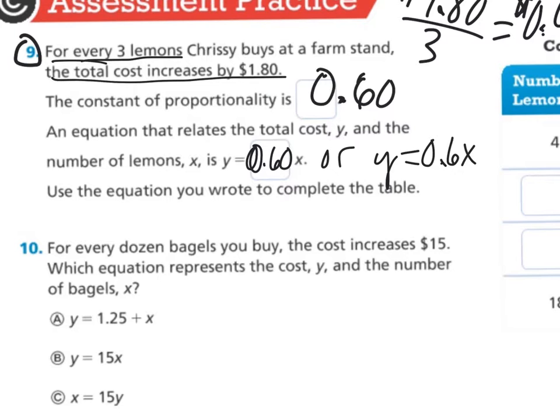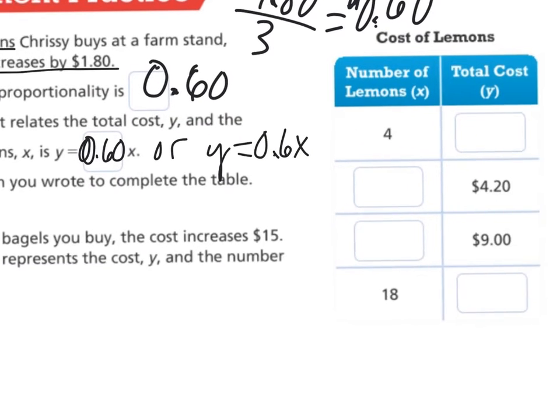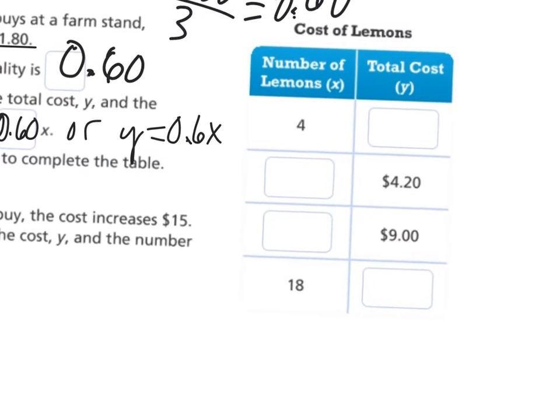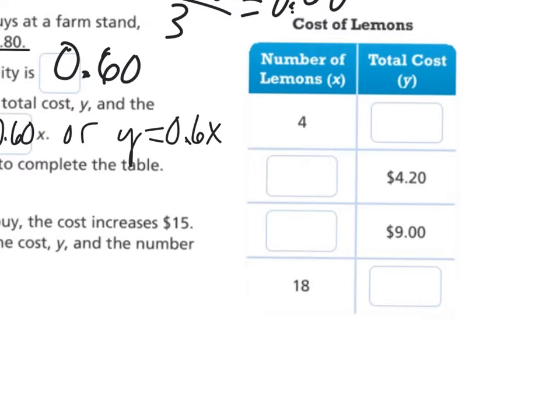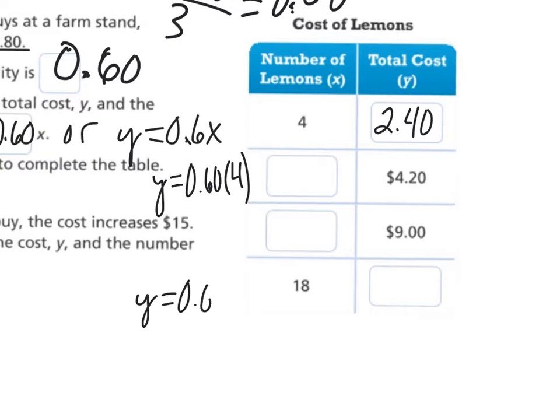Alright, then they want us to use the equation to complete the table. So 6/10 times x. If they've given me 4 lemons, it's 60 cents a lemon, so 60 cents times 4 would be $2.40. I'm going to go down to the bottom one here with the 18 lemons. That'd be 60 cents times 18 lemons, which is $10.80.